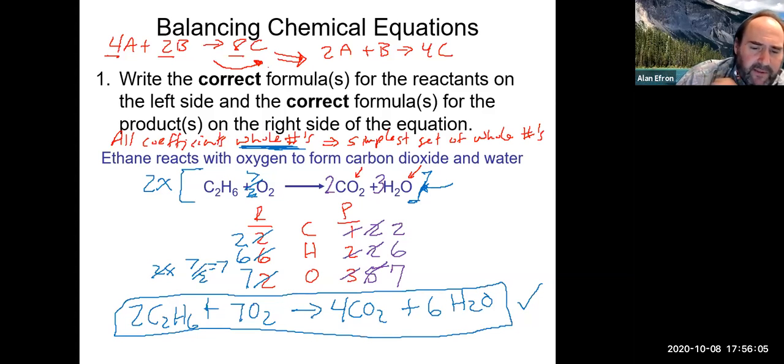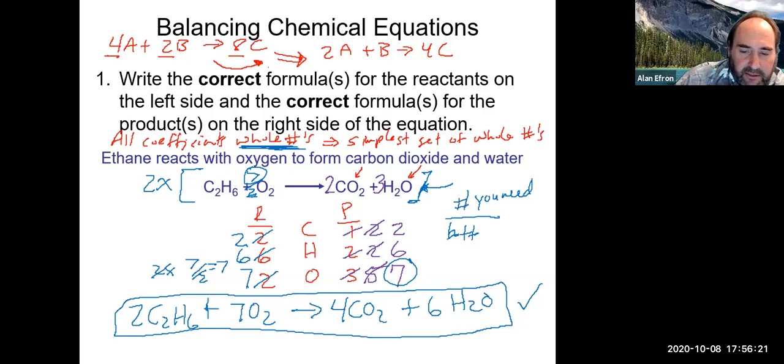Now, some people ask, how do I know what fraction to use? It's a pretty simple formula. The top number is the number you need. If you remember, we needed 7, so up on top went 7. The bottom number should match the subscript over here. If you look, the 2 matches. So that's an easy way to figure out what you need: top number is what you need, bottom number should match, and you should have the right fraction. Question on any of those steps?